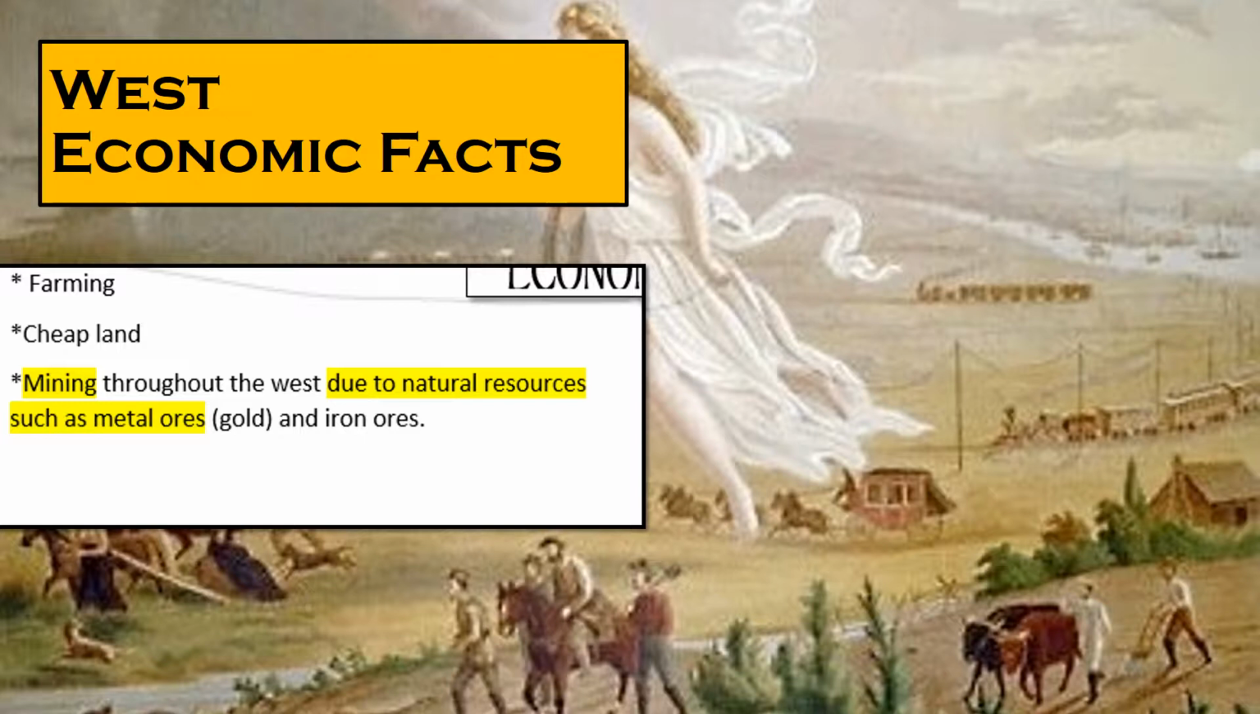A lot of mining going on, remember, where you would dig into the earth and find natural resources such as metal ores like gold and iron ores. This is where you have your California is part of the West. That's the gold rush.